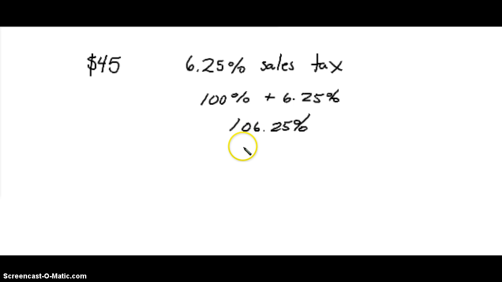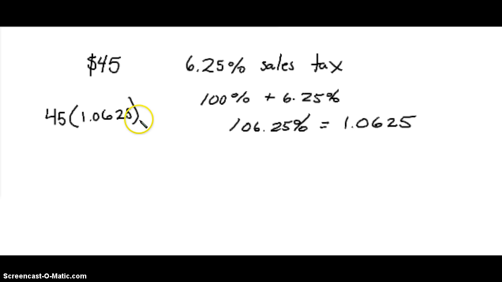Now, remember, 106.25% is the same as 1.0625. So what I'll do is I'll take 45 times 1.0625 to find my total final price. And when I multiply those out, I find that it should equal $47.81 if I round up. So 47.81.